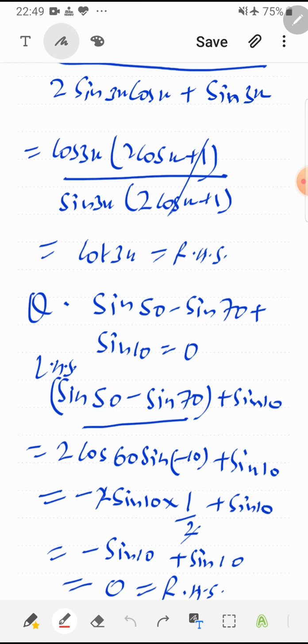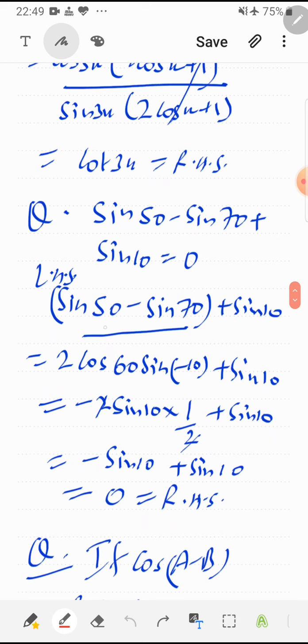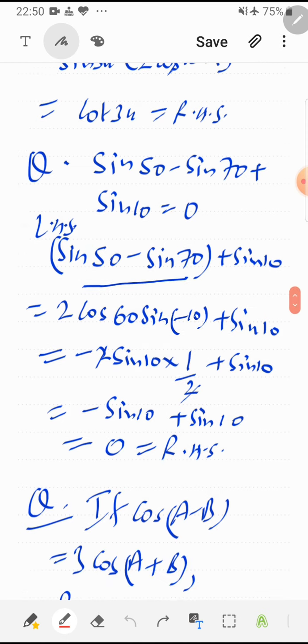Next question is sin 50 minus sin 70 plus sin 10 is equal to 0. We have to prove this. So again we are applying the formula sin c minus sin d. It is 2 cos c plus d by 2, which is cos 60, and sin c minus d by 2, so it is sin of minus 10, and plus sin 10. Now sin of minus theta is minus sin theta, so I am writing the minus out, and cos 60 is half, so the 2 cancels out and we are left with minus sin 10, and we also have plus sin 10, so these two terms cancel out and the result is 0.